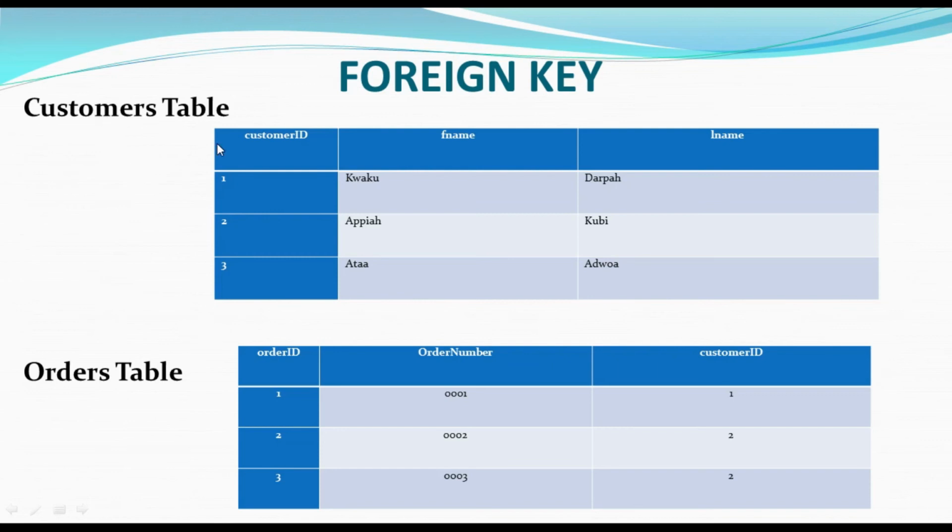So let's take a look at the customers table. You see that the customers table has a customer ID as a primary key here. But when we come to the orders table, it also has a customer ID as a foreign key. So based on the value 1 in the customer ID, we can say that the person with ID number 1, which is Kwaku Dapa, placed this order 1 in the orders table. So basically, foreign keys help to create links between two tables.